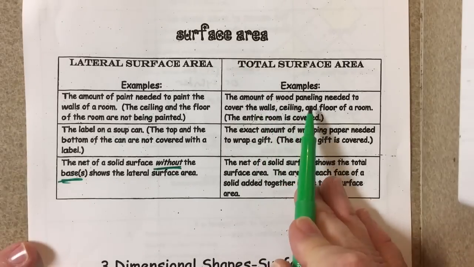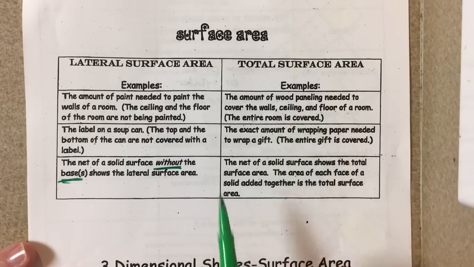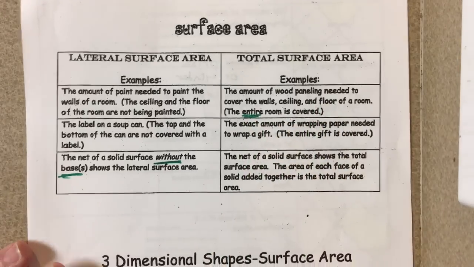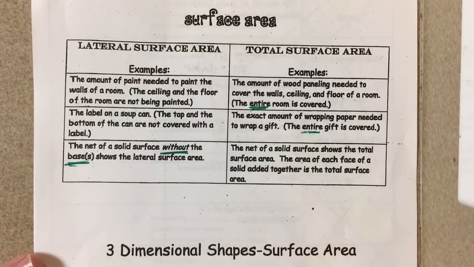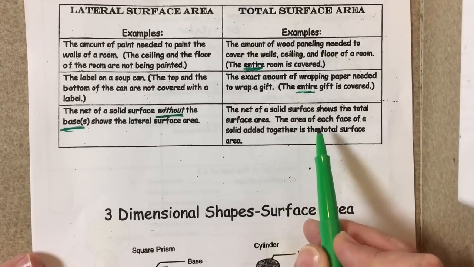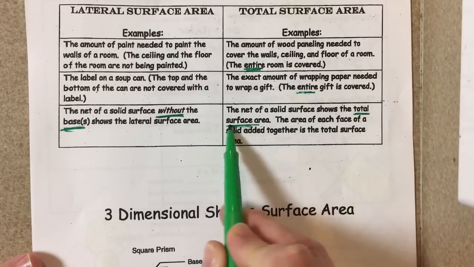So if we put some wood paneling up on the walls, ceilings, and floor, the entire room would be covered. So that's total. If we were going to wrap a present, the entire gift would be covered. So that's total surface area. It's the net of the solid surfaces. It's the total surfaces, total surface area.